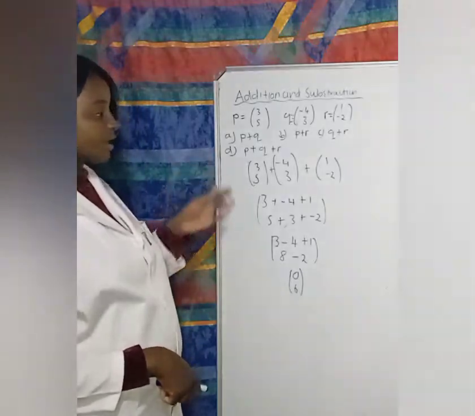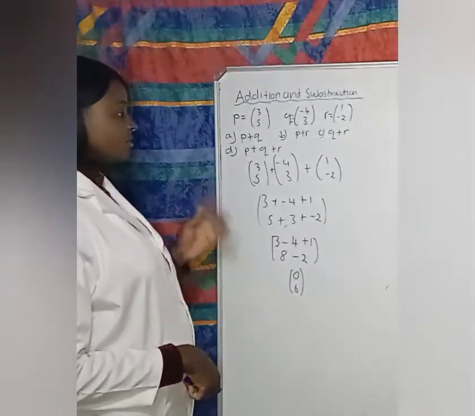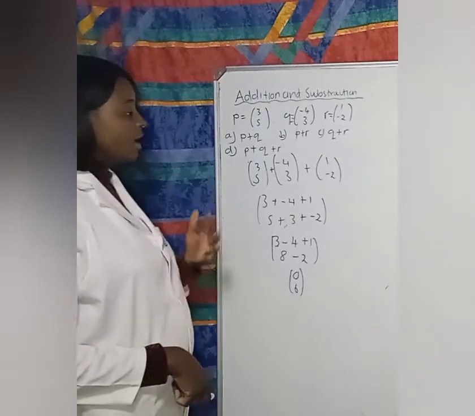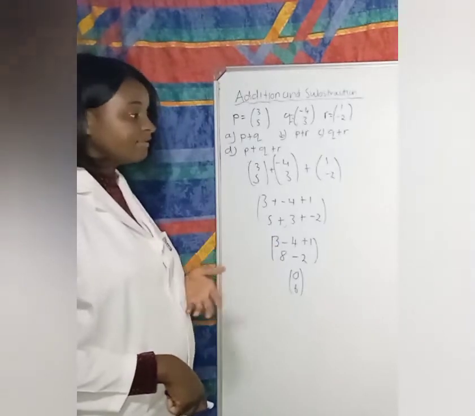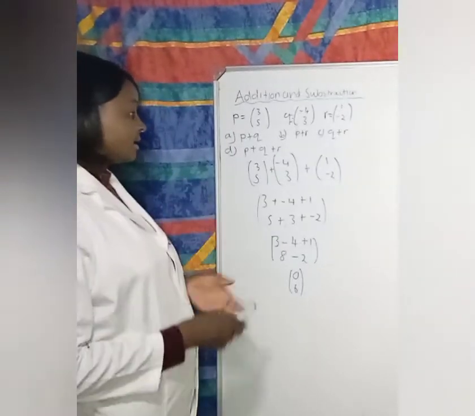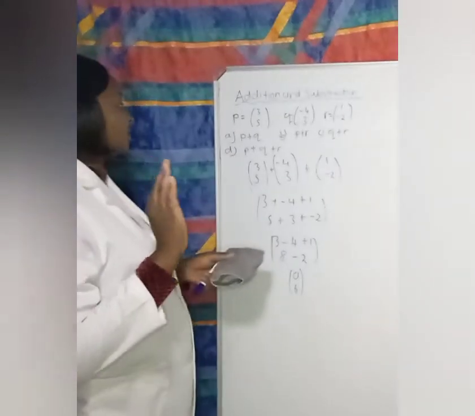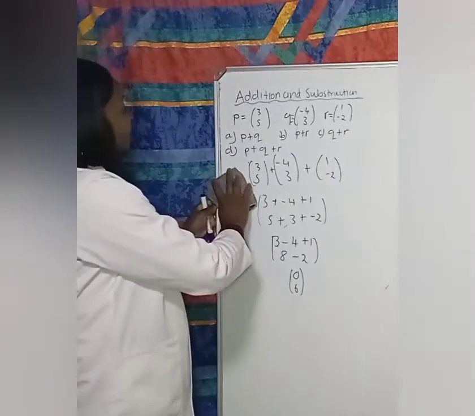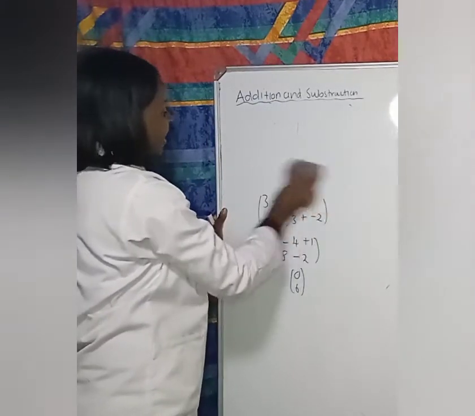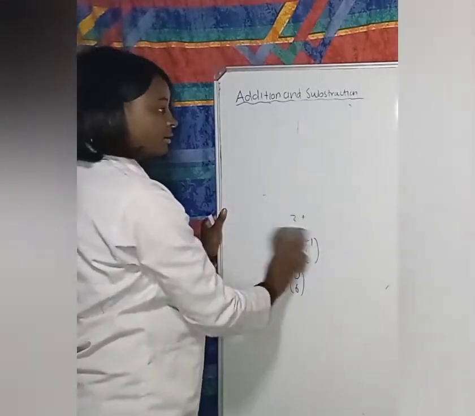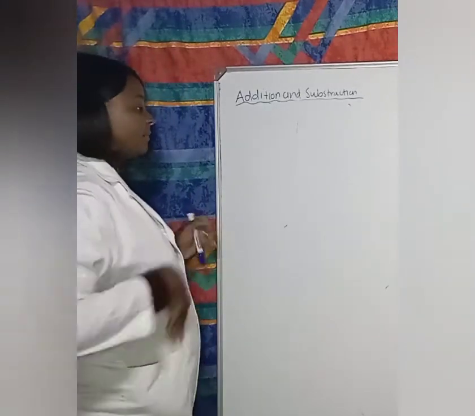Now let's move on to subtraction, because I said today we are adding and subtracting our vectors. An example where we have to subtract, it's also column vectors. Let's see how we work it out. Here we were adding, right? So we are given vector A and vector B.